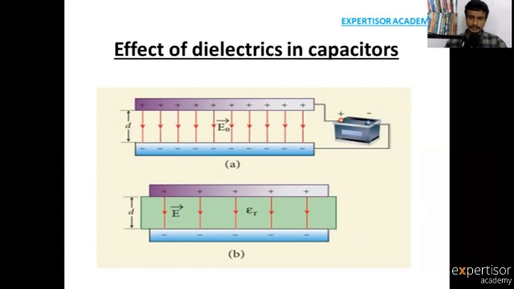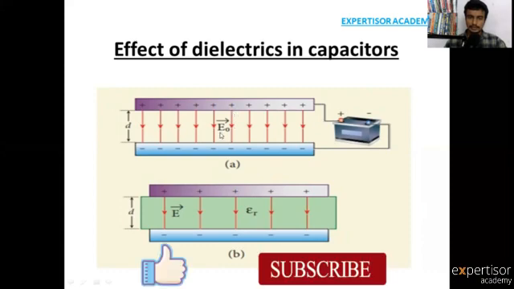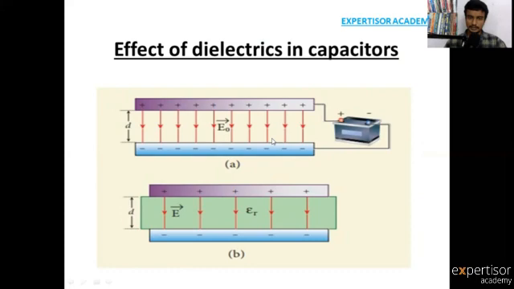At the starting condition, there is no insertion of the dielectric between the plates. The battery connection is on. Here an electric field is generated, that is E naught. Capacitance is also generated, that is C naught. C naught is equal to Q naught divided by V naught.